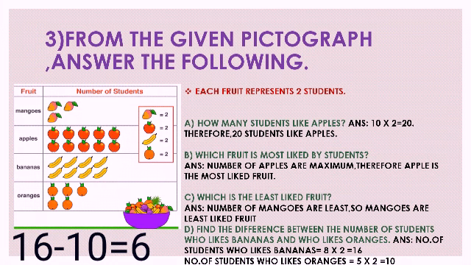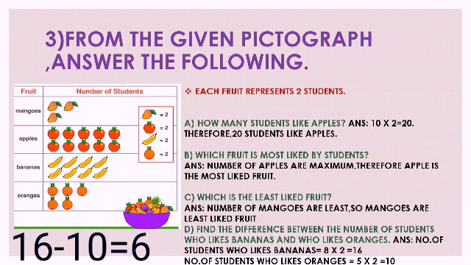Which fruit is most liked by students? Look here, among all the fruits, the number of apples is maximum. 3 diagrams of the mango are given, 10 apples are given, 8 bananas are given, and 5 oranges are given. So which diagram is maximum? Apples are maximum. So most of the children like apples.